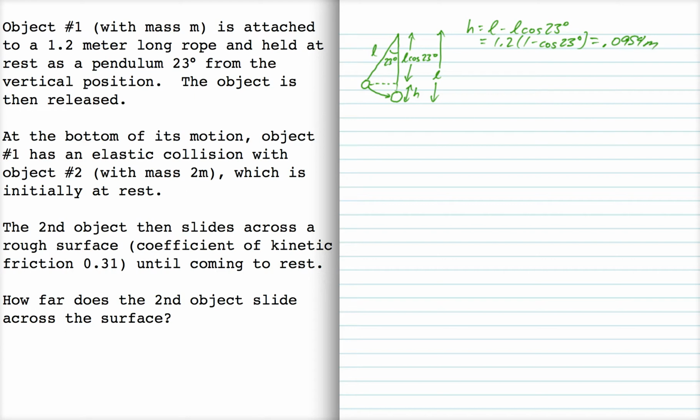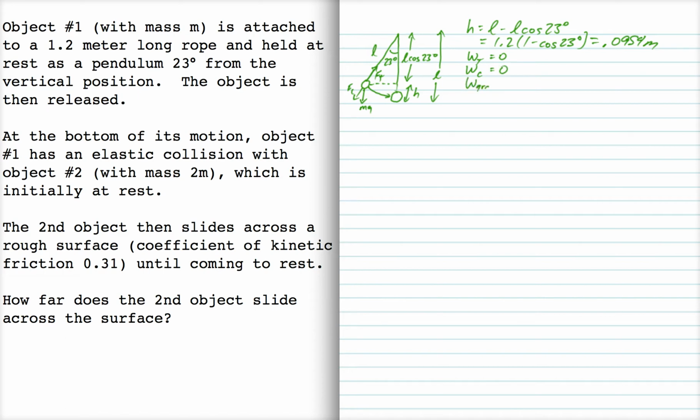For this problem, that works out to be 1.2 times 1 minus cosine 23, which is 0.0954 meters. Now we're going to need that because for a pendulum, you've got three forces, right? You've got gravity, tension, and your centrifugal force. The work done by tension is zero because the force of tension is everywhere perpendicular to the motion. Tension is radial and the motion is tangential. The work done by the centrifugal force is zero because, again, the centrifugal force is radial and the motion is tangential.